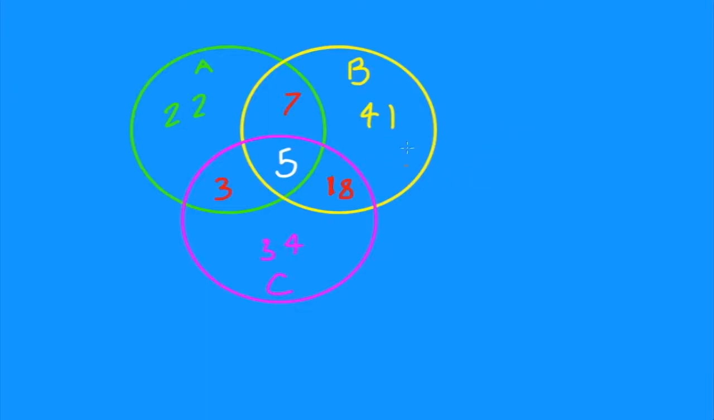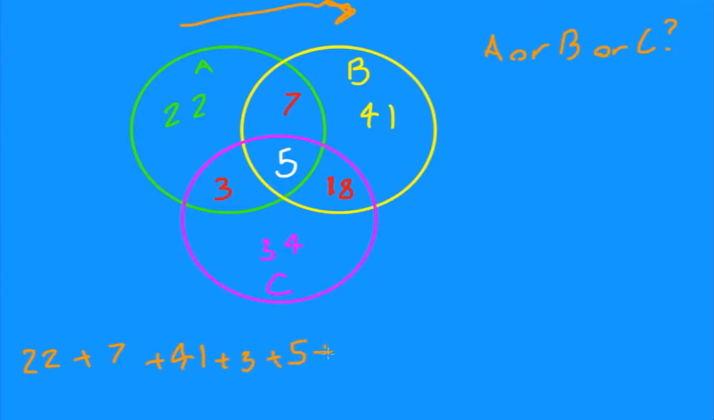So the question is, how many are there in A or B or C? Well, that's pretty simple. We're just going to add everything up, right? So 22 plus 7 plus 41 plus 3 plus 5 plus 18 plus 34 would be equal to 130. And that's your answer right there for A or B or C.